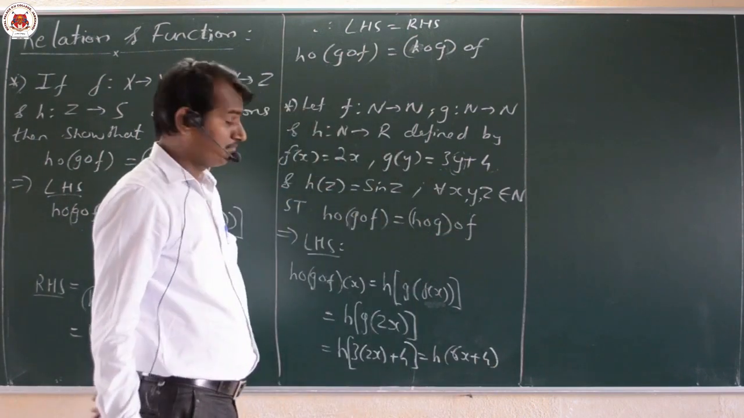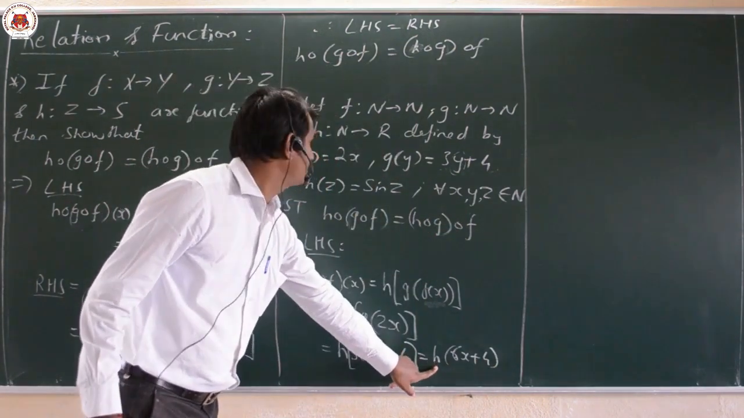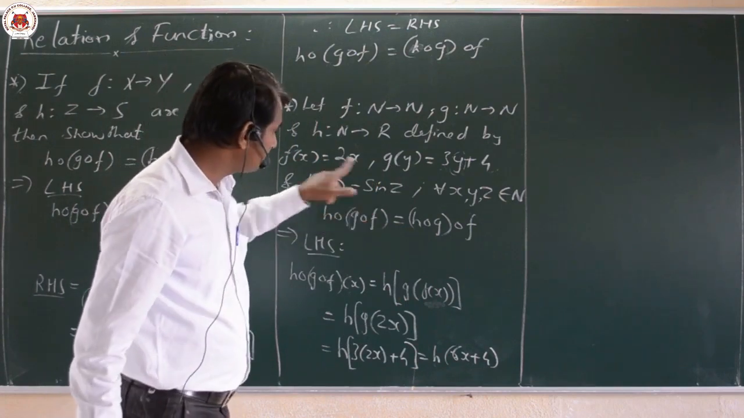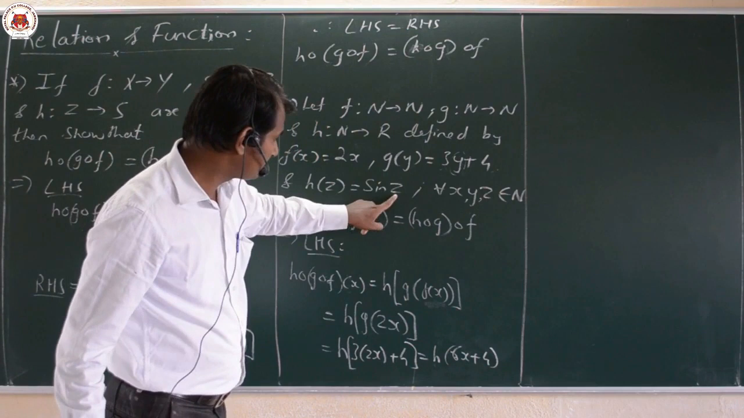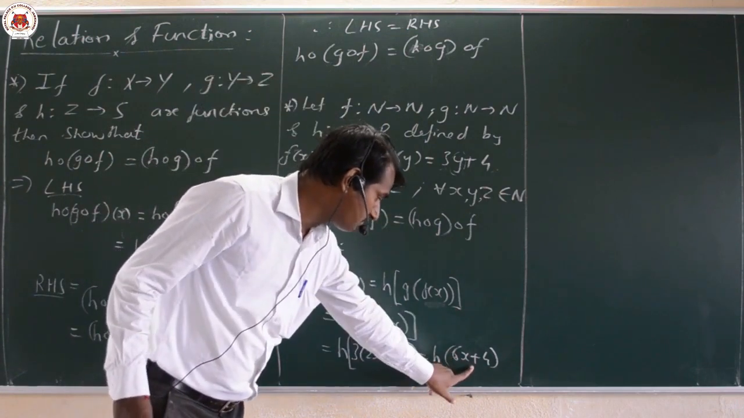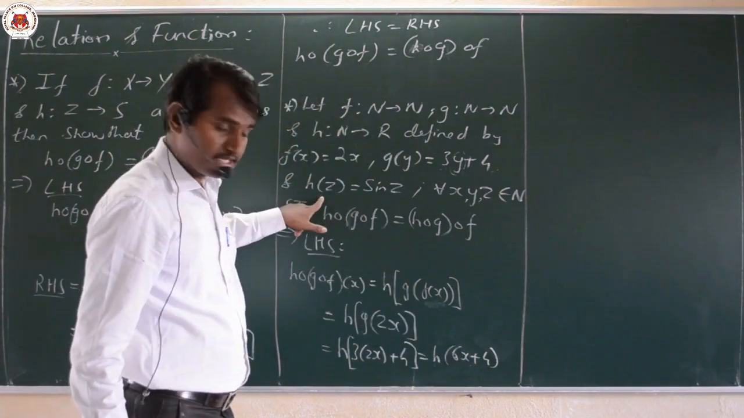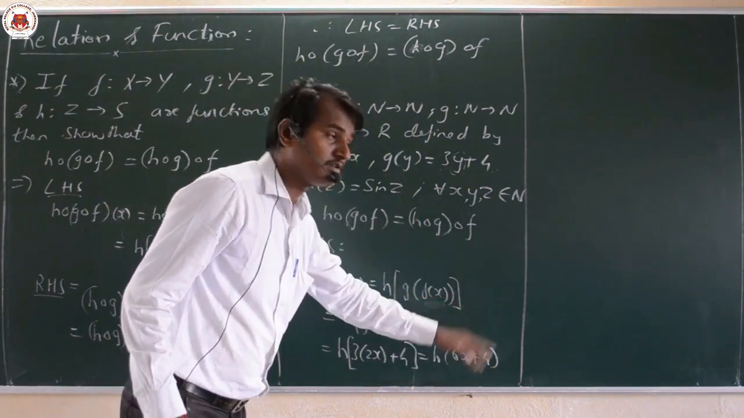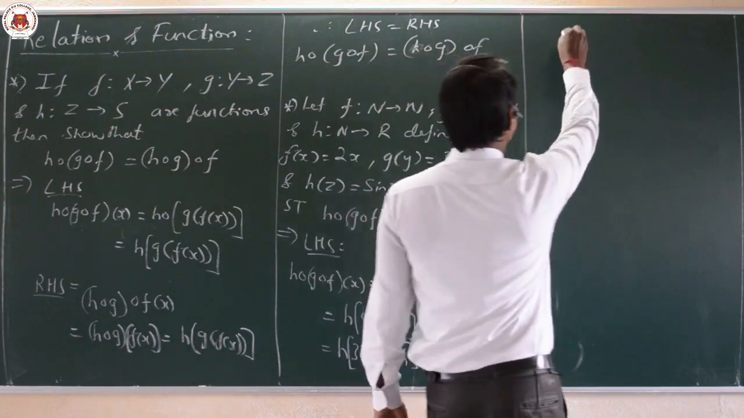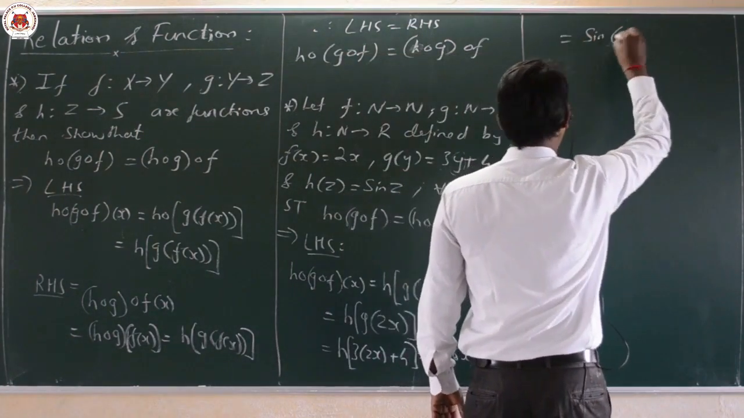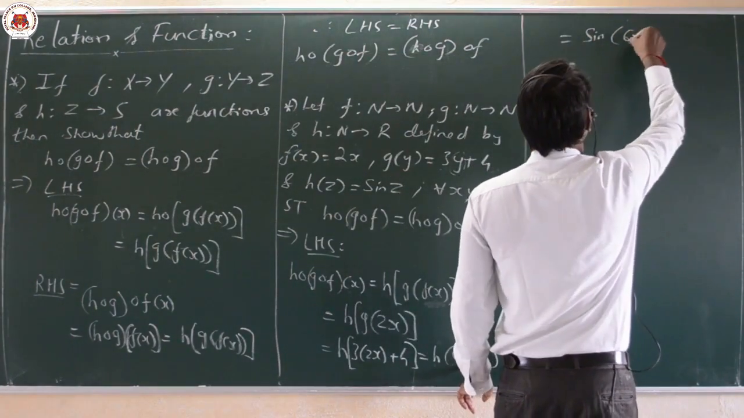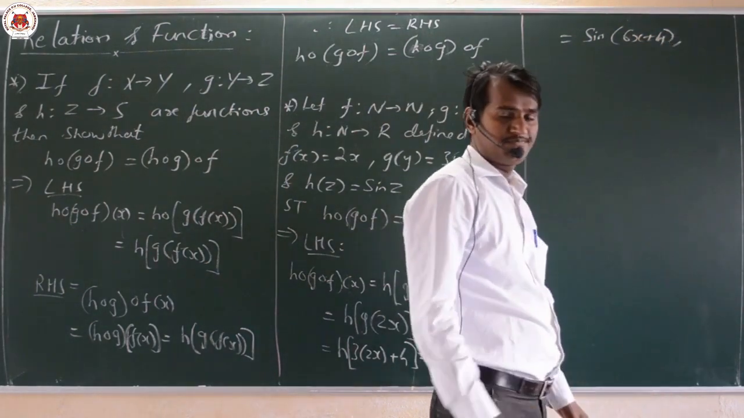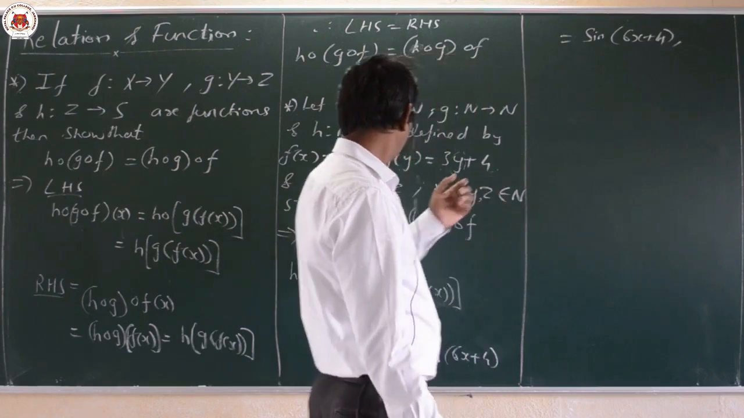Now it is very simple. What is the function h? H is nothing but sin z. H of z means sin z. Here, in the place of z, we have to substitute 6x plus 4. So what we get is sine of 6x plus 4. This is our LHS. Now similarly we will try for the RHS.